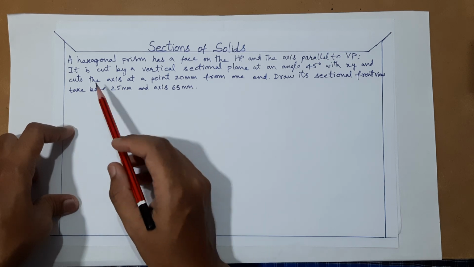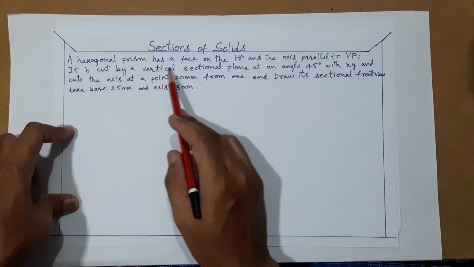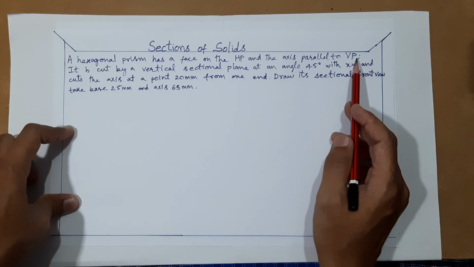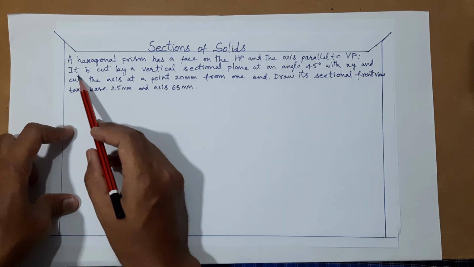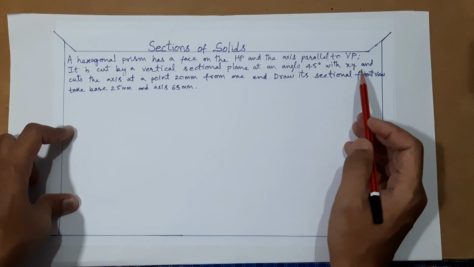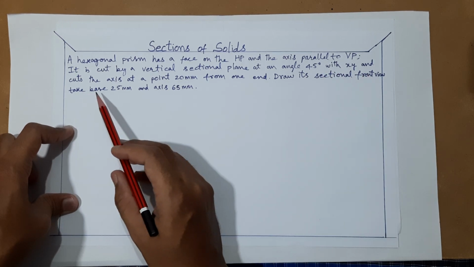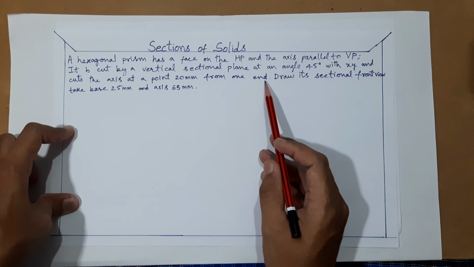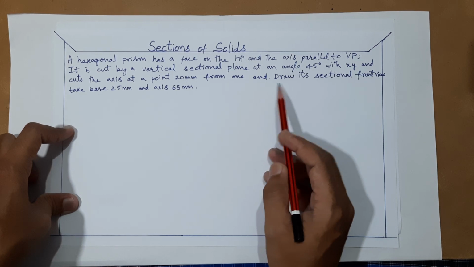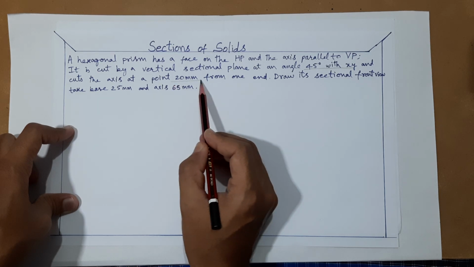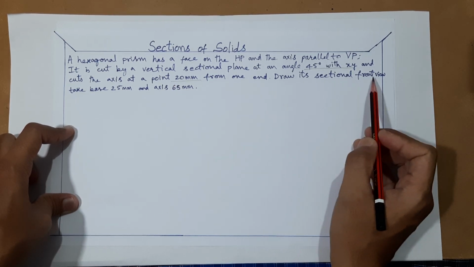In this video we will see the problem related to sections of solid. Let us see the question. A hexagonal prism has a face on the HP, axis parallel to VP. It is cut by a vertical section plane at an angle 45 degree with the XY line, and where it is cutting at a point 20 mm from any one end of the axis. Draw its sectional front view.